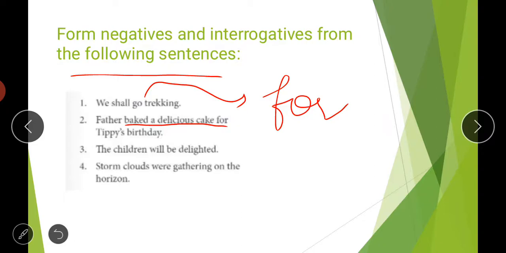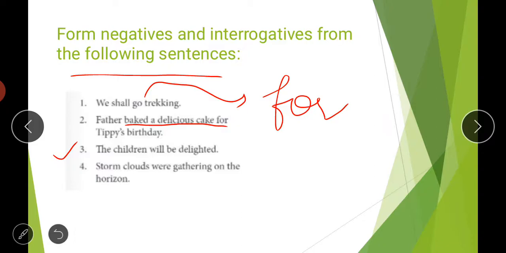Then the third sentence: the children will be delighted. Here the helping verb, or auxiliary verb, will is given. So to make a question, you will simply write will at the starting of the sentence: will the children be delighted?